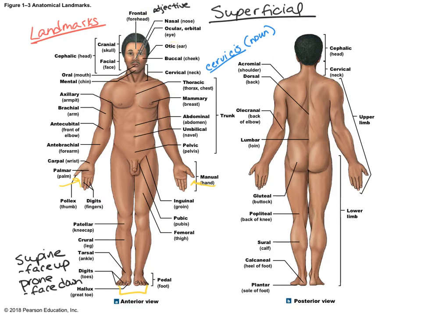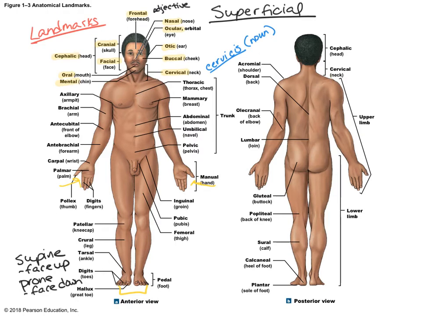The forehead is frontal, the nose is nasal, the eye is ocular, or it could be orbital, though we do use ocular more often. The ear is otic, the cheek is buccal, the neck is cervical. Then the entire head is called cephalic. The skull, if we were just to look at the larger skull bones, that's called cranial. And then if we were to look at the face area, the facial features, that's called facial. Then we have the mouth, which is oral, and the chin, which is mental.